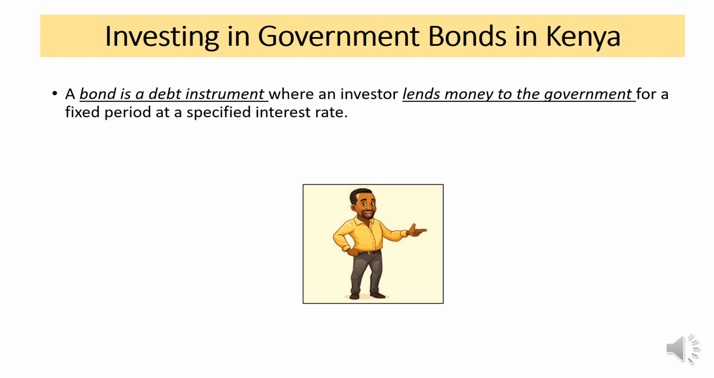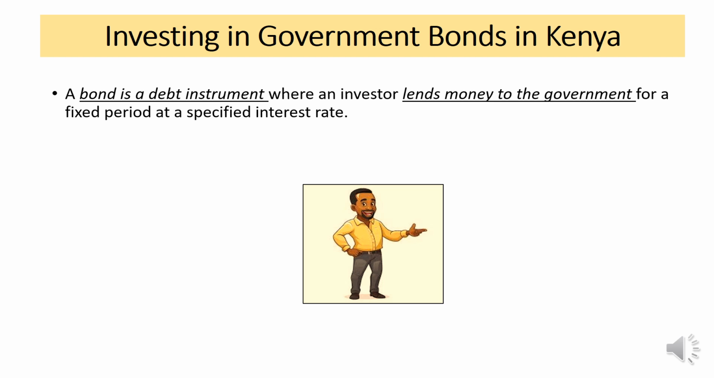And we say a bond is a debt instrument where an investor lends money to the government for a fixed period at a specified interest rate. So a bond is a way of the government raising funds by inviting the public to come and purchase a debt instrument. So the debt instrument is the bond.